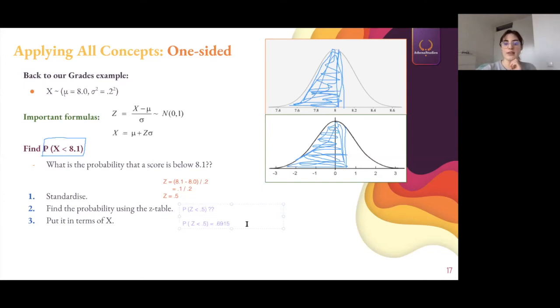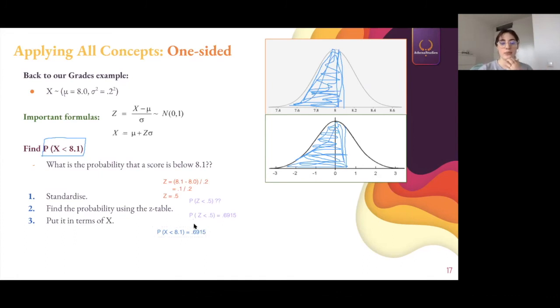So that is the answer for the probability that z is less than 0.5. The last thing we need to do, like it says here in step 3, is put it in terms of x again, because they didn't ask us what was the probability that z was less than 0.5. They asked us what was the probability that x was less than 8.1. So all we need to do is type it out in terms of x. The probability that x is less than 8.1 is equal to 0.6915. And that's all you need to do.